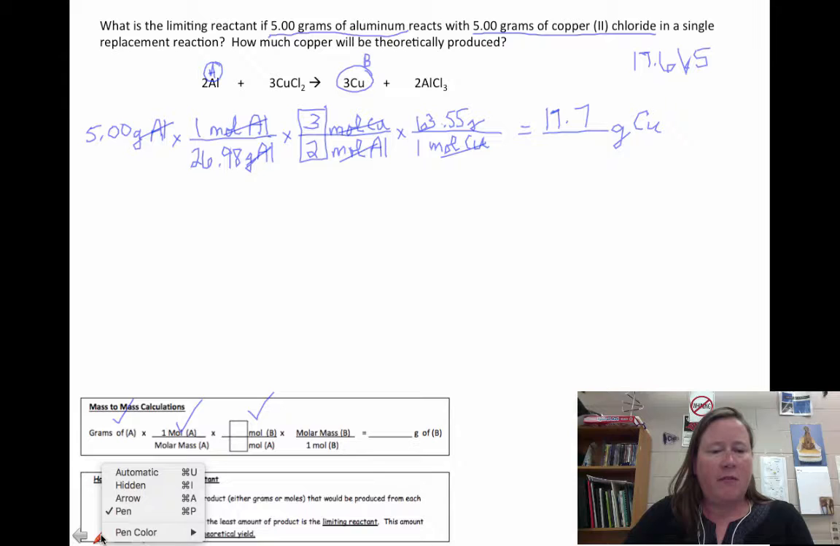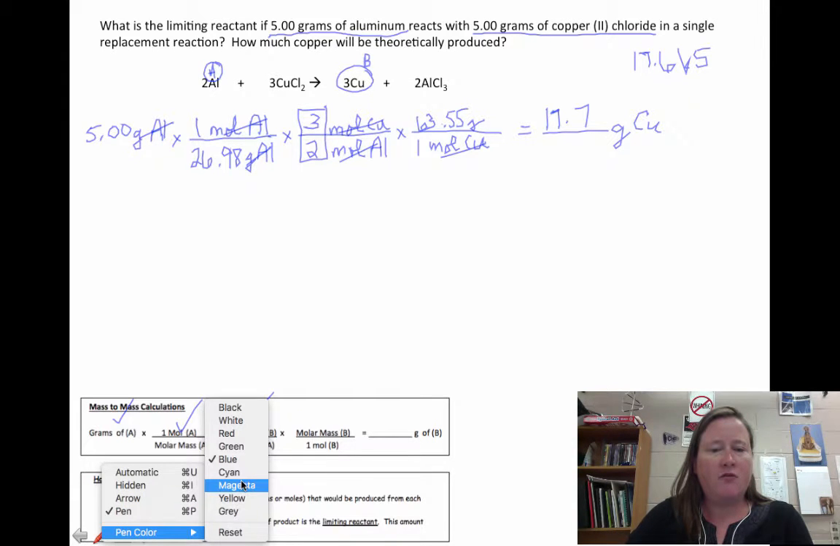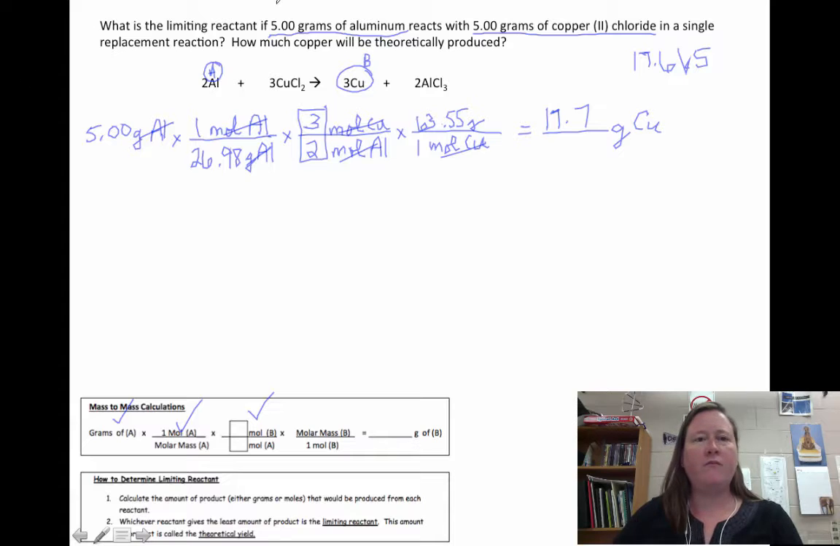And for this, I will change the pen color to, how about green? Okay, so we have 5.00 grams of copper 2 chloride, CuCl2, and we are looking for grams of copper. So in this case, this is now my A, and my B is the same.